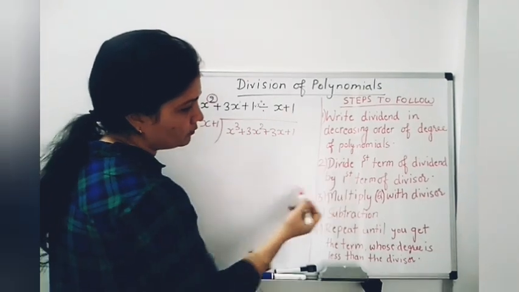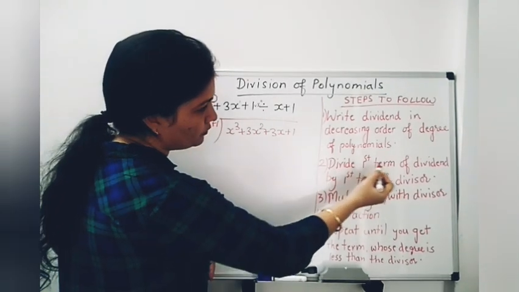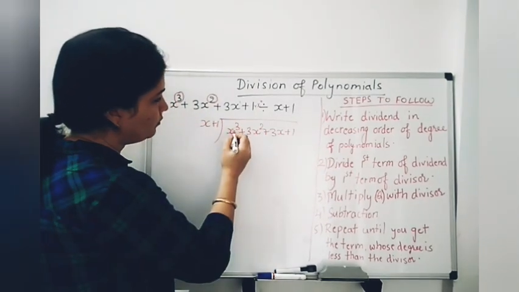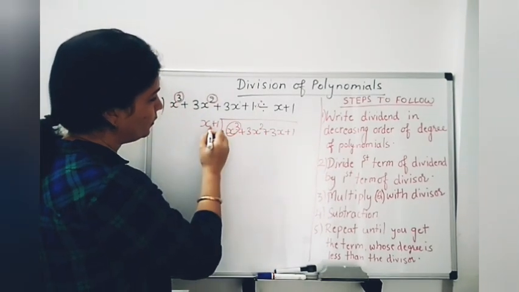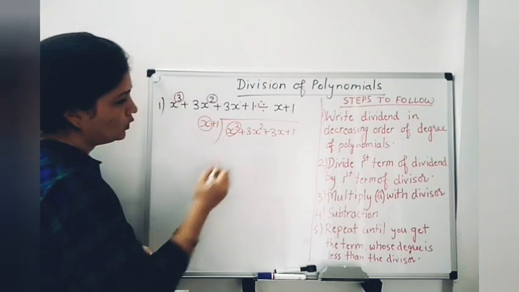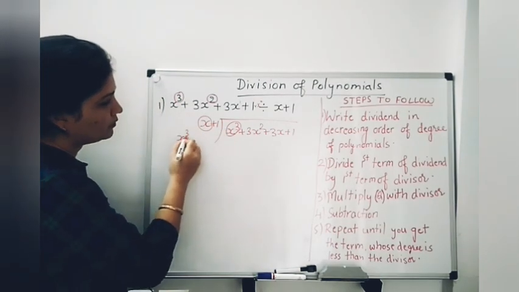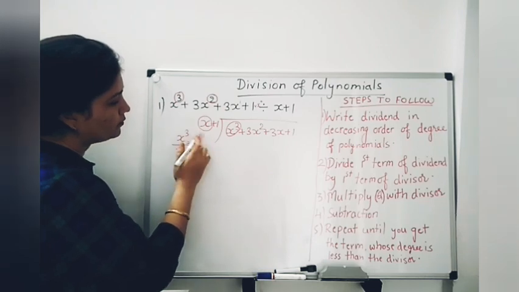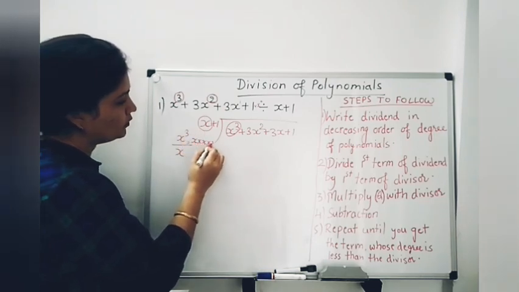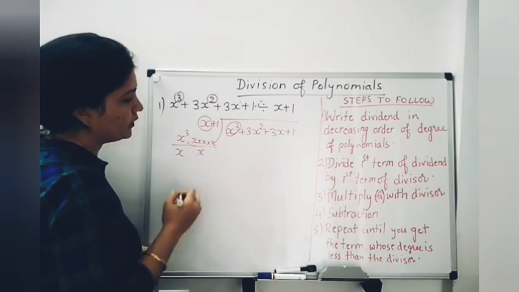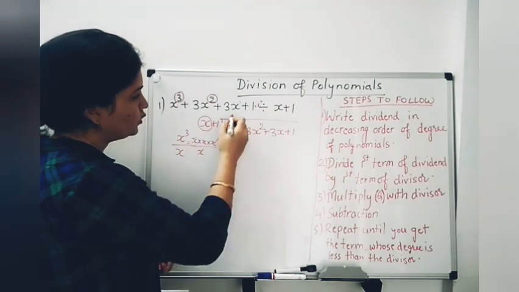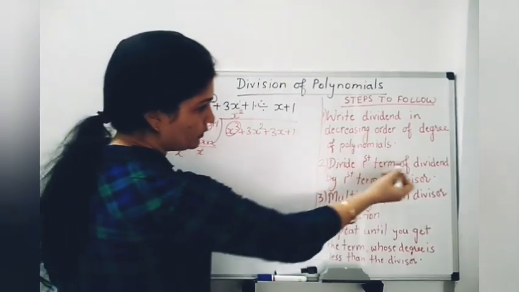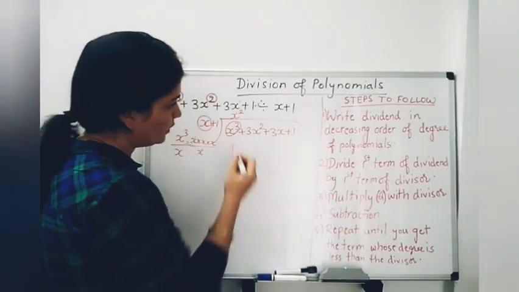Now the second step: divide the first term of the dividend by the first term of the divisor. The first term of the dividend is x cube, and the first term of the divisor is x. So we need to divide. X cube means 3 times x, and this is x. So x will be cut, and you will get x square. So x square will be your quotient.